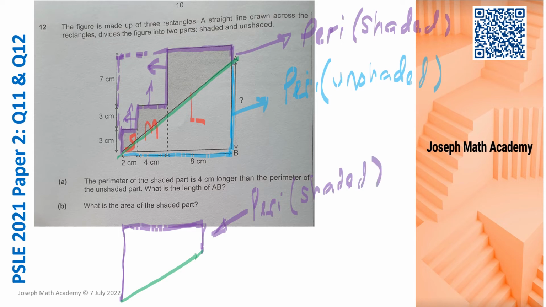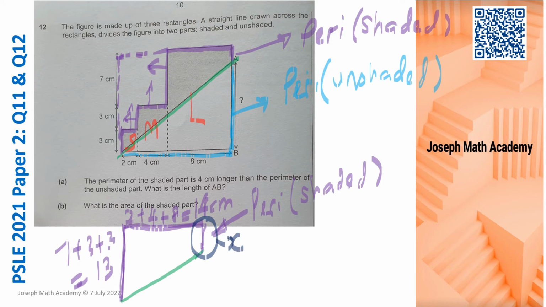Okay, so let's complete this part. So this is actually 7 plus 3 plus 3. This is 13 cm. Okay, and this part is 2 plus 4 plus 8 is 14 cm. Okay, now one issue. What is the length of this? Not sure. So I'm going to use the value of x, a bit of algebra here. So I call that little line x cm.